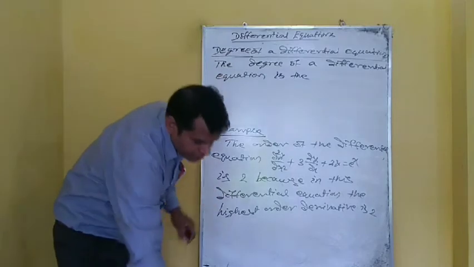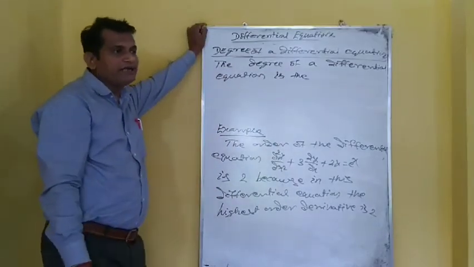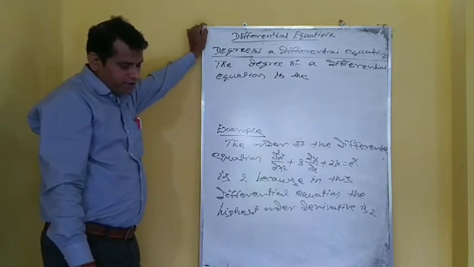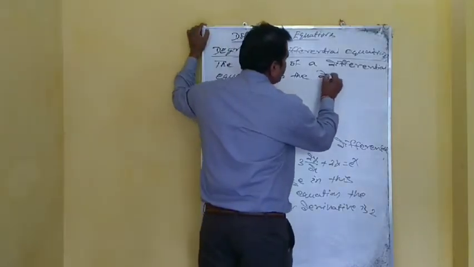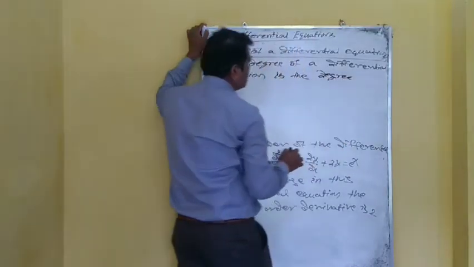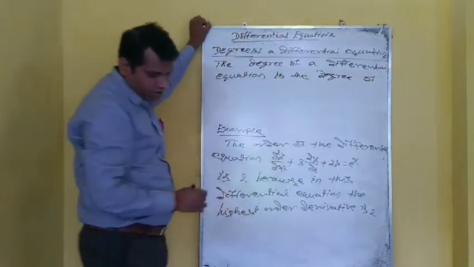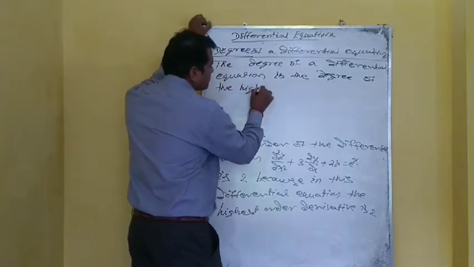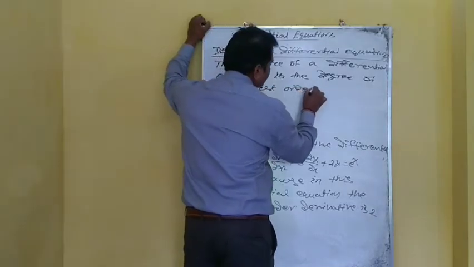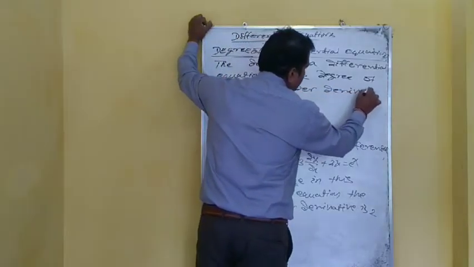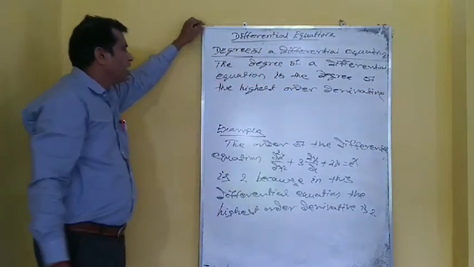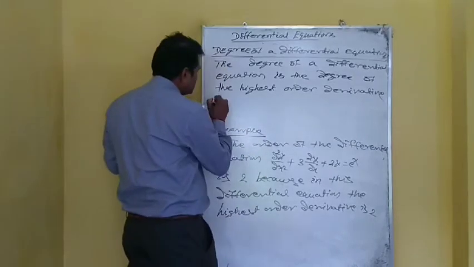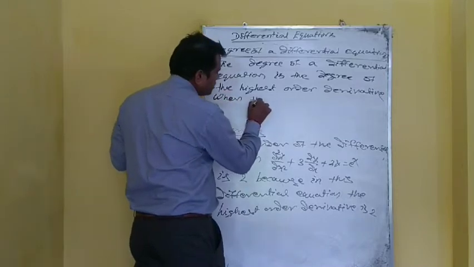The degree of a differential equation is the degree of the highest order derivative present in the differential equation when the differential equation is made free from radicals and fractions. Radicals means root over. Degree means power.